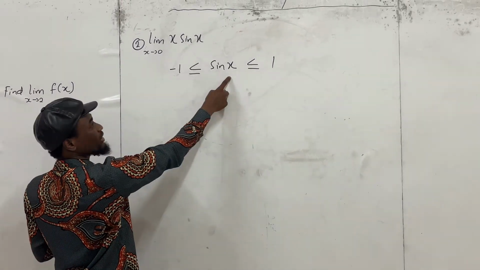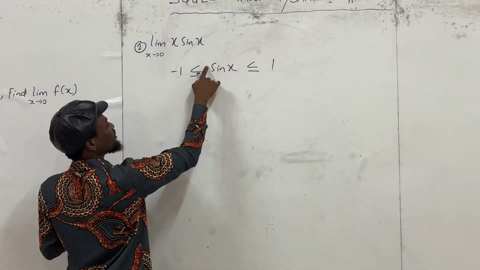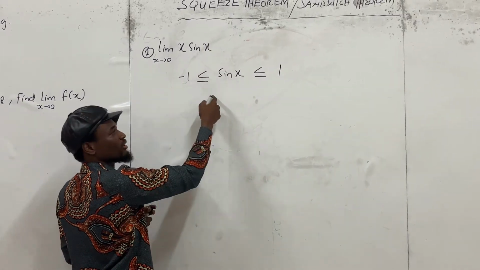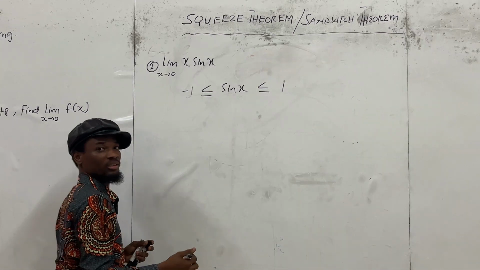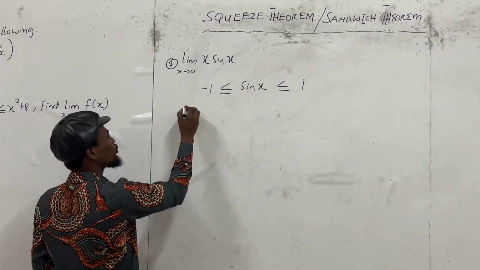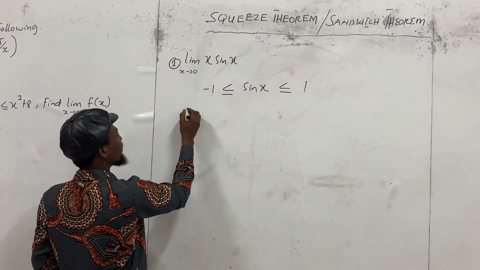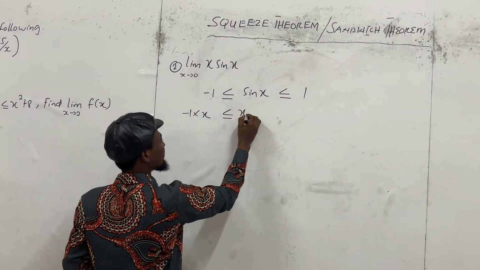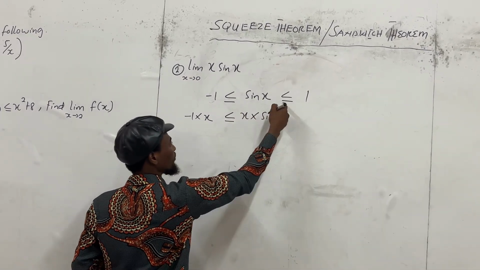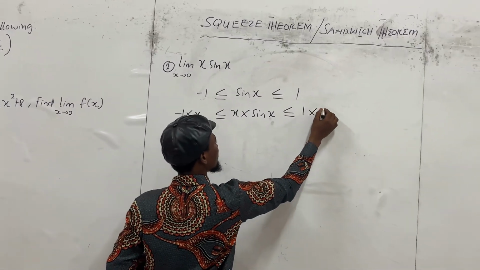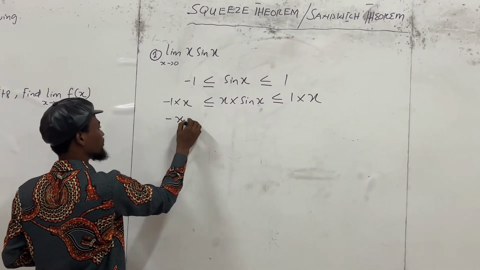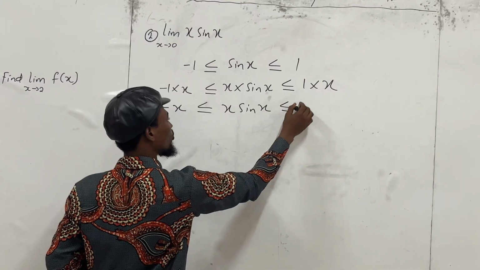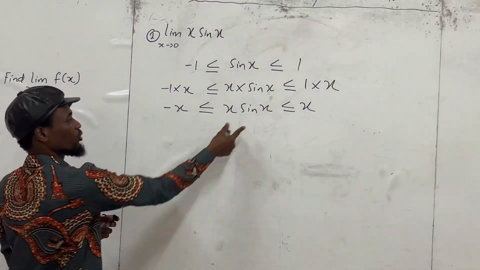Comparing this and that, what is missing? We don't have x over here. But here you see the coefficient of sine x is x, while here the coefficient of sine x is 1. So we can adjust this equation. Multiplying through by x, we have -1 times x less than or equal to x times sine x less than or equal to 1 times x. So I have -x less than or equal to x sine x less than or equal to x. Is that not so? They are the same.